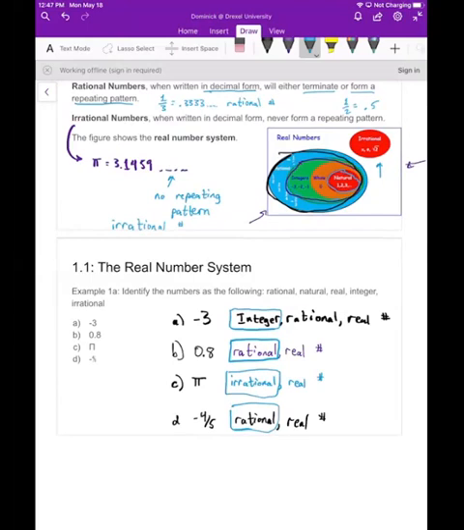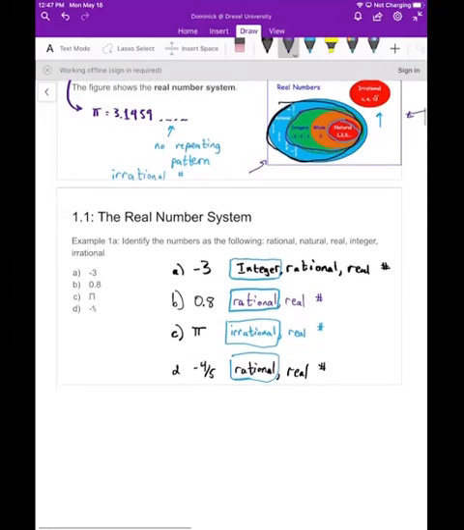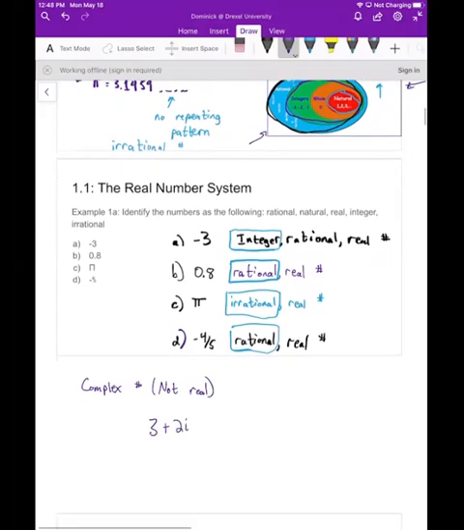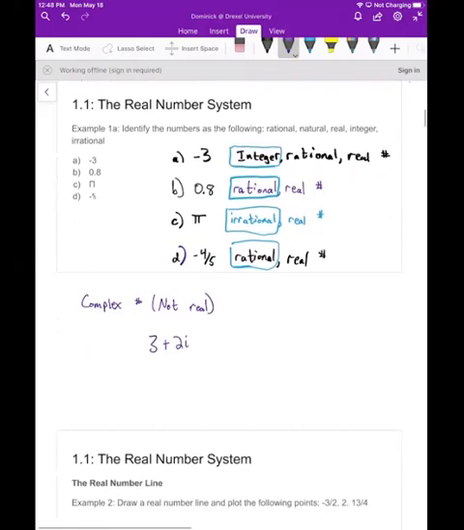Now, we've said that all of these are real. So I just want to give a quick example of a non-real number, or a complex number that is not real. That would be something like 3 plus 2i, right? So if you haven't seen this before, don't worry about this just yet. We'll get to that later on, but if you see an i in it, that's your red flag that it's no longer a real number.